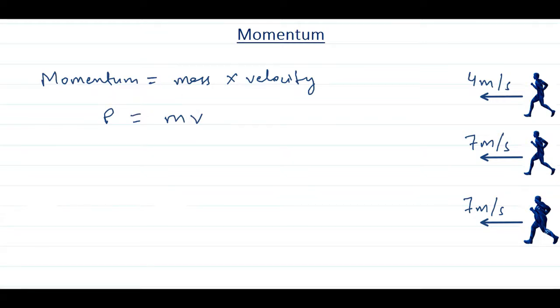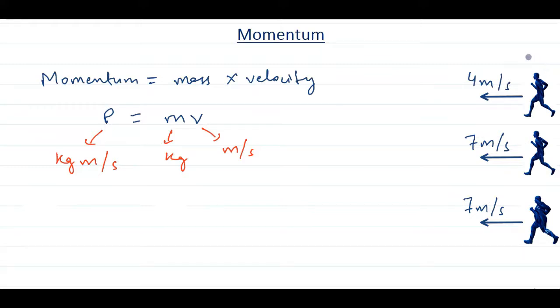Now remember, the unit for mass here is kilograms. The unit for velocity here, the standard unit, is meters per second. So the unit for momentum is going to be kilograms meter per second. All right. Now let's apply this definition to these runners here who are moving at different speeds.